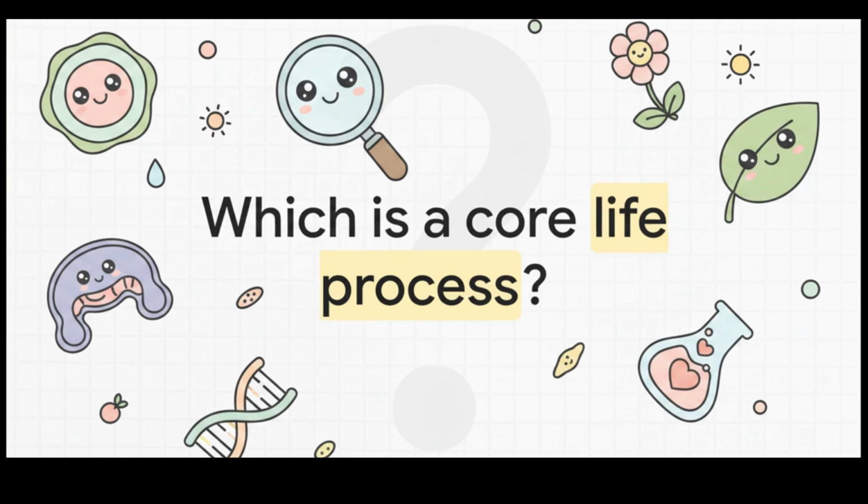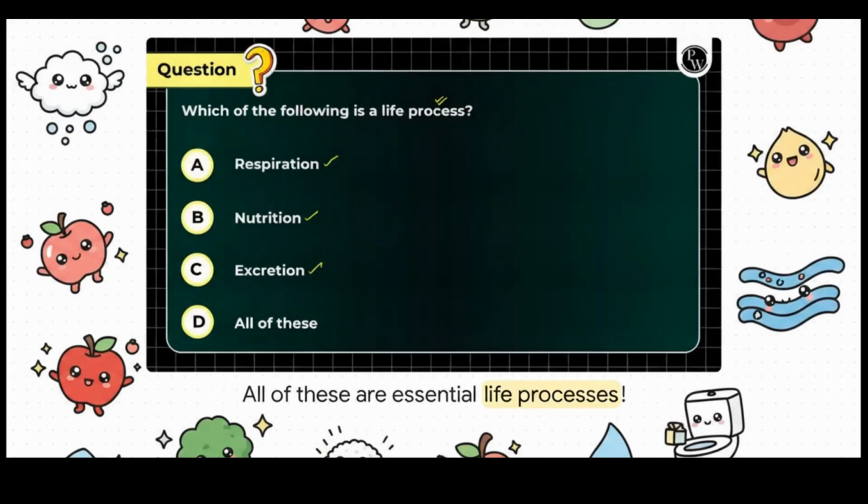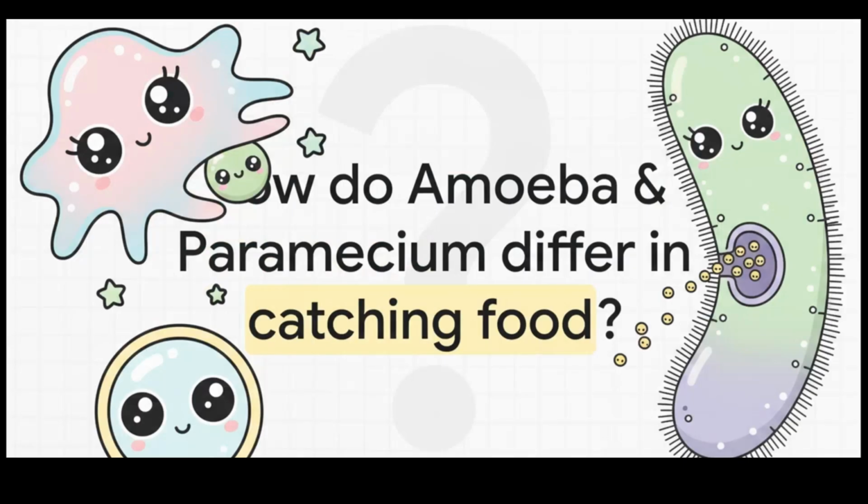Question 1. Which of the following is considered a core life process? Take a second to think back to that 4-pillar table we looked at earlier. Here are your options. A. Respiration. B. Nutrition. C. Excretion. Or D. All of these. If you're shouting D at the screen right now, you are absolutely right. These are 3 of the 4 massive pillars we discussed, right alongside transportation, that maintain the highly ordered structures of living things.